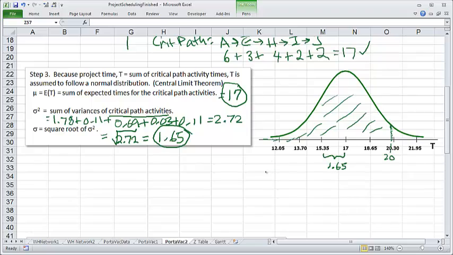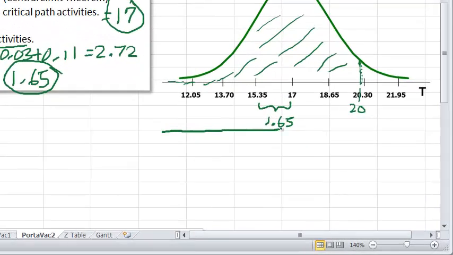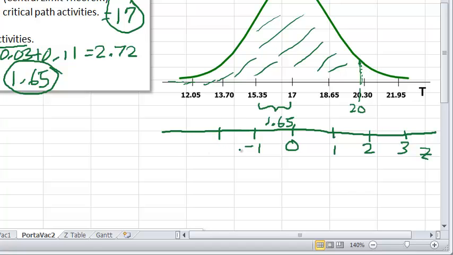So let's take a look at the z scale. Z, remember, is just the number of standard deviations away from the mean. So here is a z scale. In the middle is a 0. Here is 1 standard deviation above the mean. Z is 2. Here's 3. And if you go below the mean, the z scores are negative. Negative 1, negative 2, and negative 3.